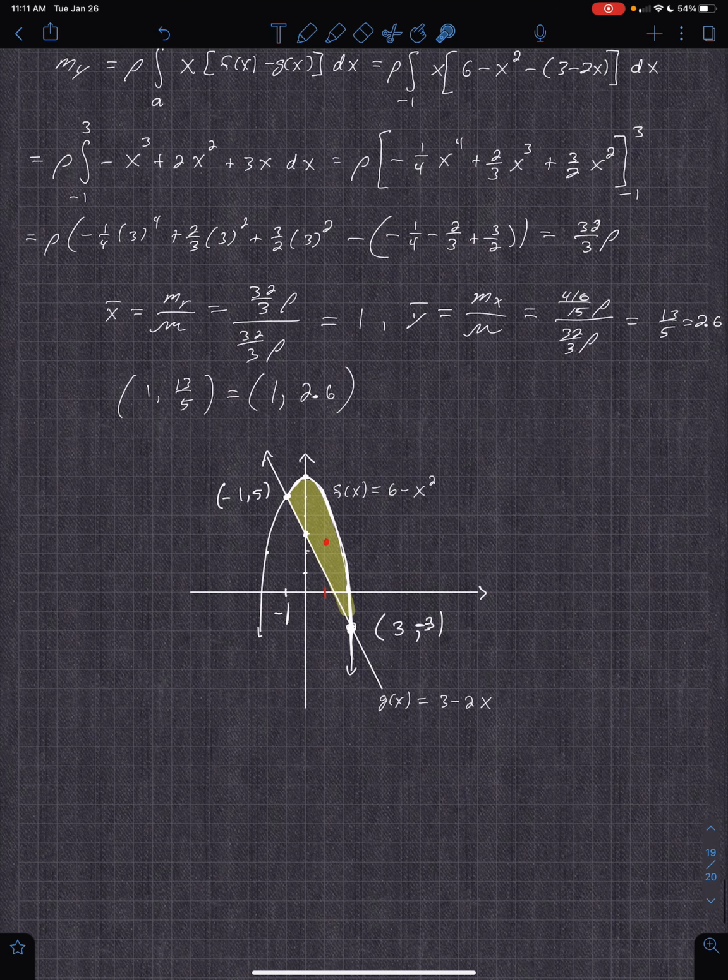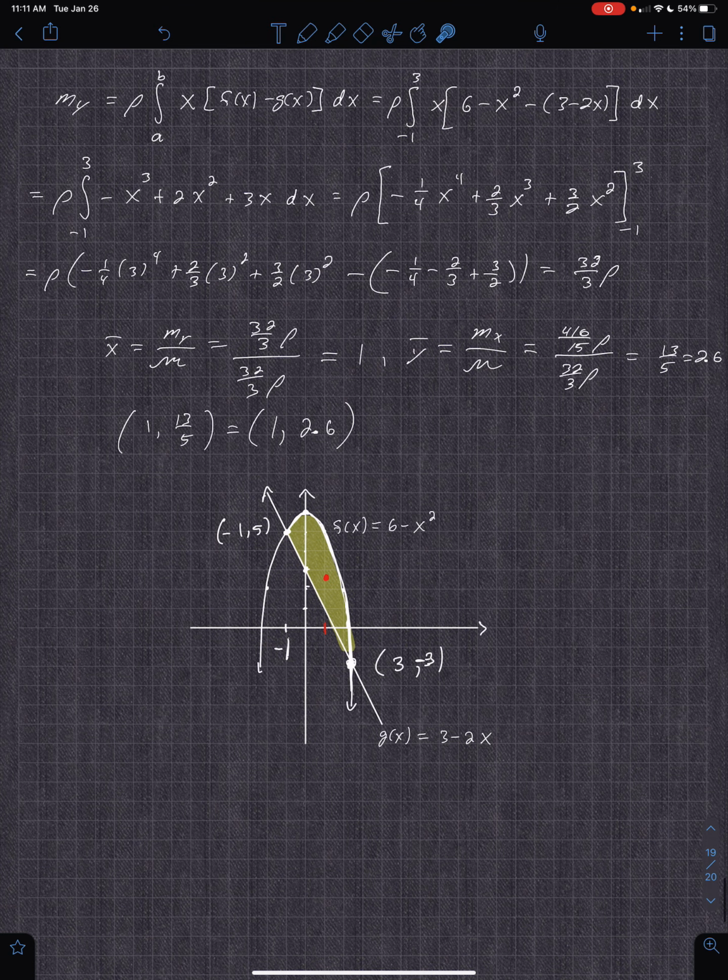Okay, that finishes up chapter 6. We'll move on to chapter 7, which is on transcendental functions and some fun stuff in there.